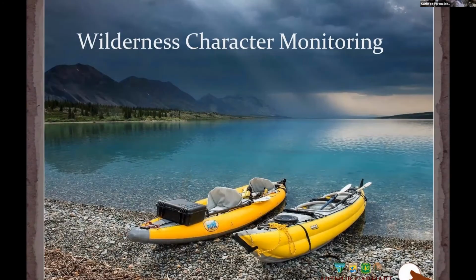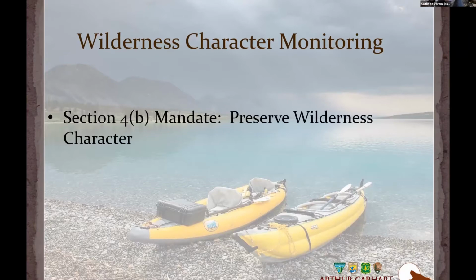So that leads to wilderness character monitoring, which many of you may be working a lot with this year as we're continuing to implement wilderness character monitoring across the Forest Service. So we have the Section 4B mandate, preserve wilderness character. There was a long discussion over the years about how best to preserve wilderness character. We don't have a tool that we can use. How are we able to physically show that we are doing a great job of preserving wilderness character?